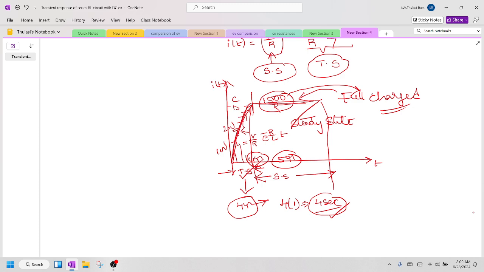Now the inductor is fully charged, and we need to find the voltage across the resistor. The voltage across the resistor is given by I of t into R.